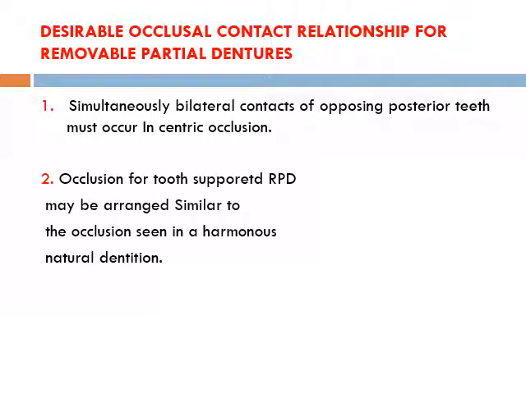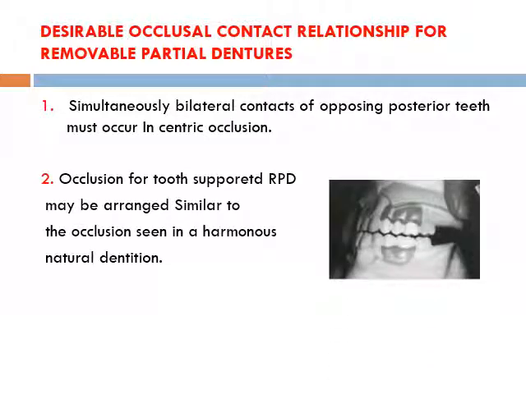Desirable occlusal contact relationships for the removable partial denture. Number one, simultaneous bilateral contact of the opposing posterior teeth must occur in centric occlusion. For a tooth-supported removable partial denture, the occlusion may be arranged similar to the occlusion seen in a harmonious natural dentition. Here, in cases of Kennedy Class 3 bounded saddle, we see bilateral simultaneous contact of the posterior teeth in centric occlusion, arranged similarly to occlusion in a natural dentition.